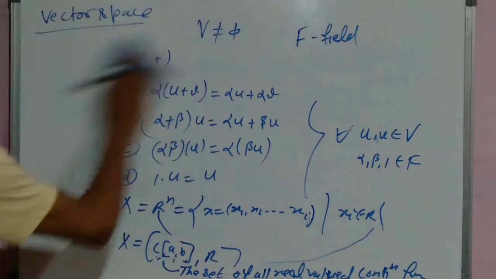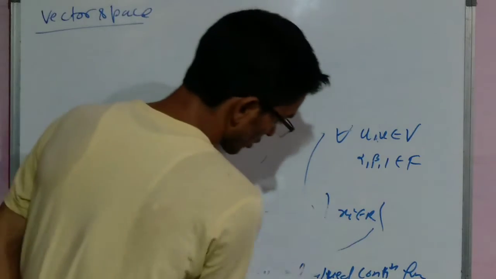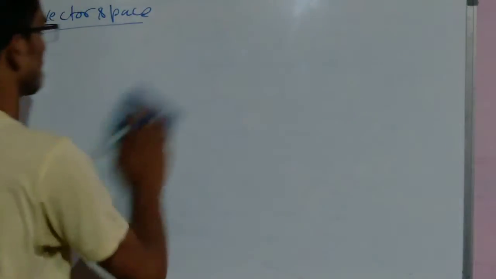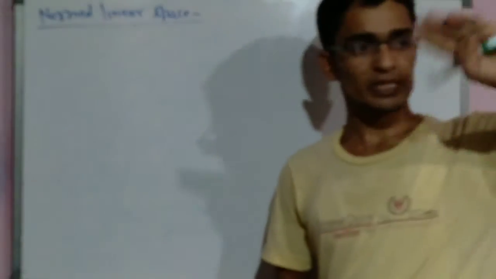Now we will discuss the normed space or normed linear space. Both are the same, there is no difference, there is no confusion. I will tell you about the normed linear space. It is also a vector space. You know very well every normed space is a vector space.